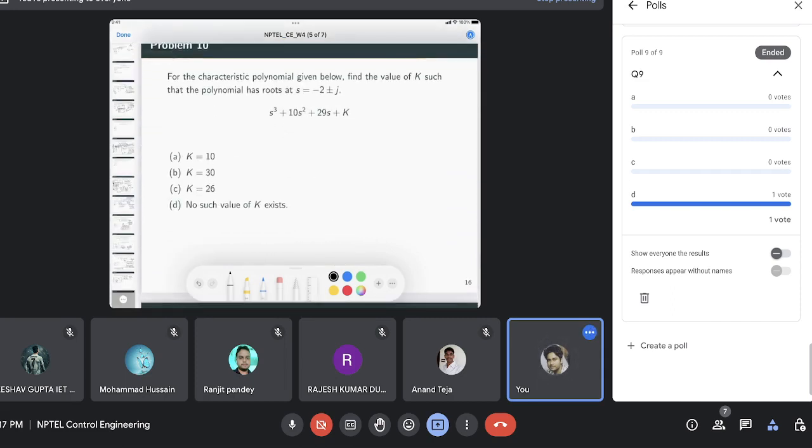For this characteristic polynomial, you are given a characteristic polynomial of third order. Find the value of K such that the polynomial will have a root at s equal to -2 plus minus j. You can answer through a poll. This is question 10.